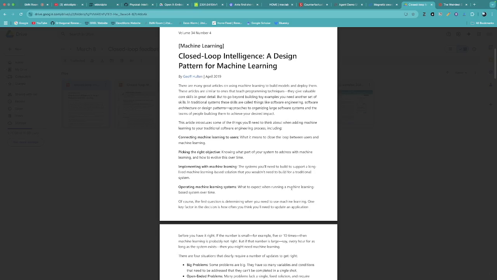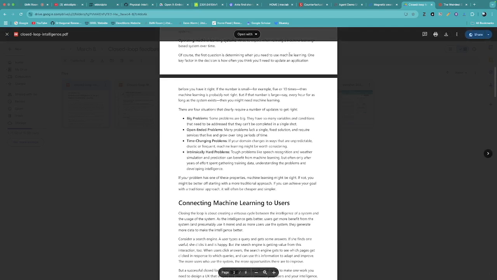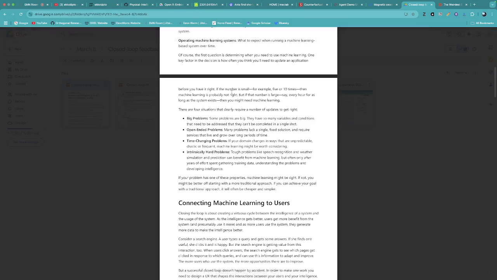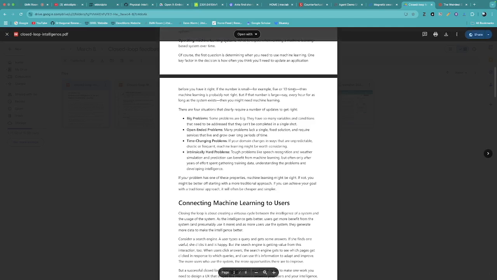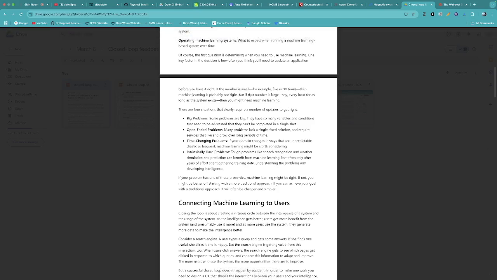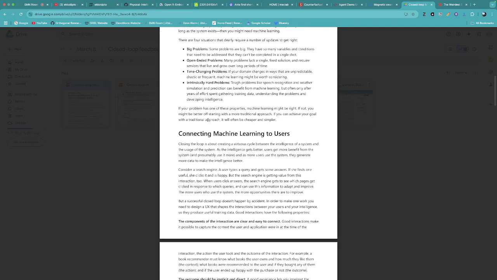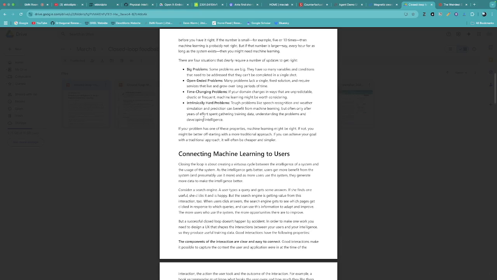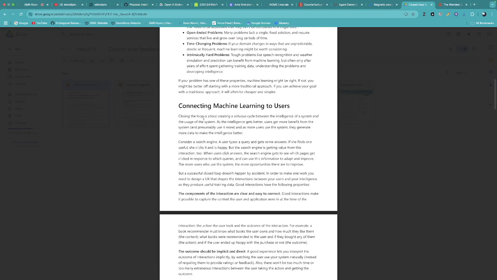Of course, the first question is determining when you need to use machine learning. One key factor in the decision is how often you think you'll need to update an application before you have it right. If the number is small, for example, 5 or 10 times, then machine learning is probably not right. But if that number is large, say every hour for as long as the system exists, then you might need machine learning. So it talks about these different aspects of implementing machine learning and whether it's right for you or not.